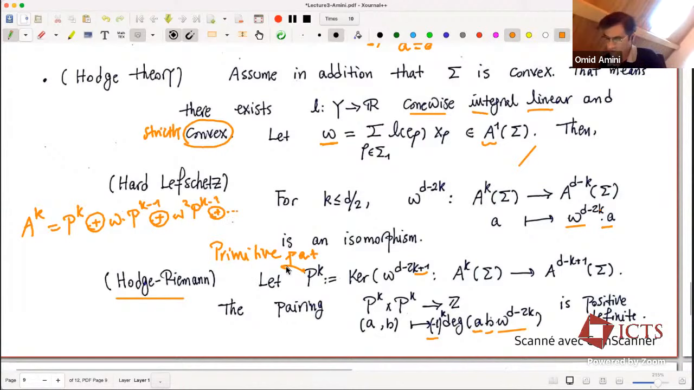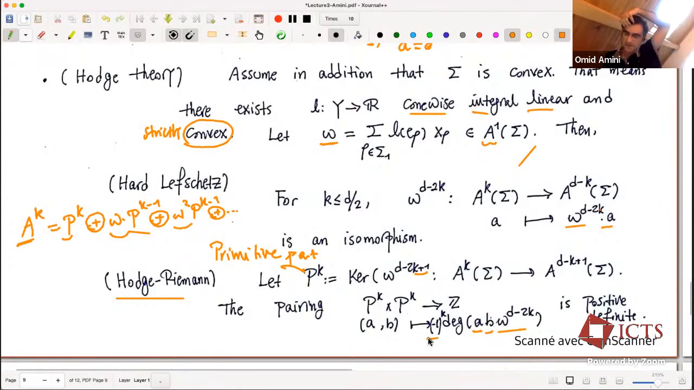So basically, once you know the primitive elements, you get the decomposition of AK into the sum of the primitive part of K plus the primitive part of K minus 1 multiplied by omega, and so on. And the Hodge-Riemann relations tell you that if you take the pairing induced on each of these pieces, that pairing will be definite, and it will change. It will become positive, negative, positive, negative when you go from one piece to the next one. So that's why you introduce this sign, minus 1 power K.